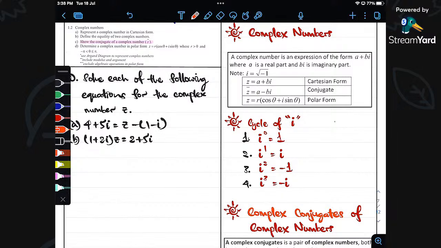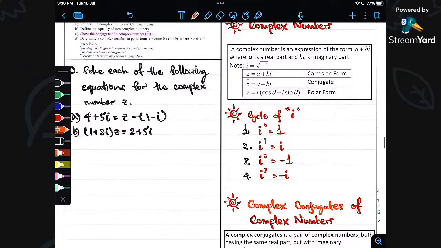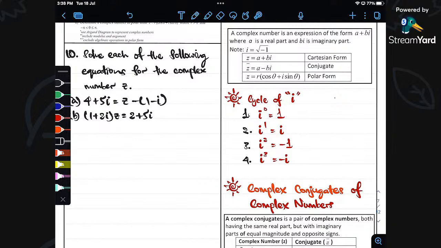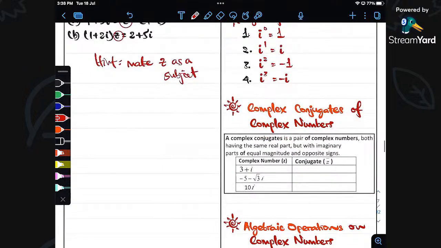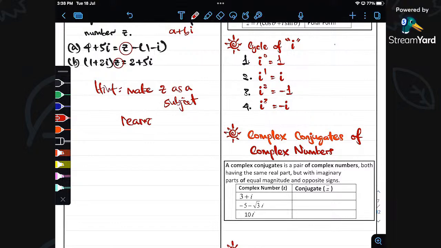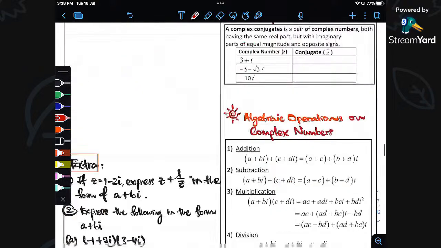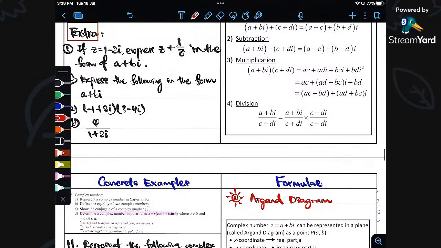Saya nak pergi ke polar form sebenarnya. Polar form. So I will skip this question 10. This question 10 is also quite easy. You hanya jadikan Z sebagai subjek. So I give you a hint, okay? Make Z as a subject. Bermaksud, you jadikan Z ini sebagai subjek lah. Dan you simplifykan dia sampailah you dapat bentuk a plus bi. Just the same thing over again. You just rearrange it. Okay, susun atur dan you akan dapatlah. Okay, ni pun extra, boleh buat sendiri, ulang kaji.